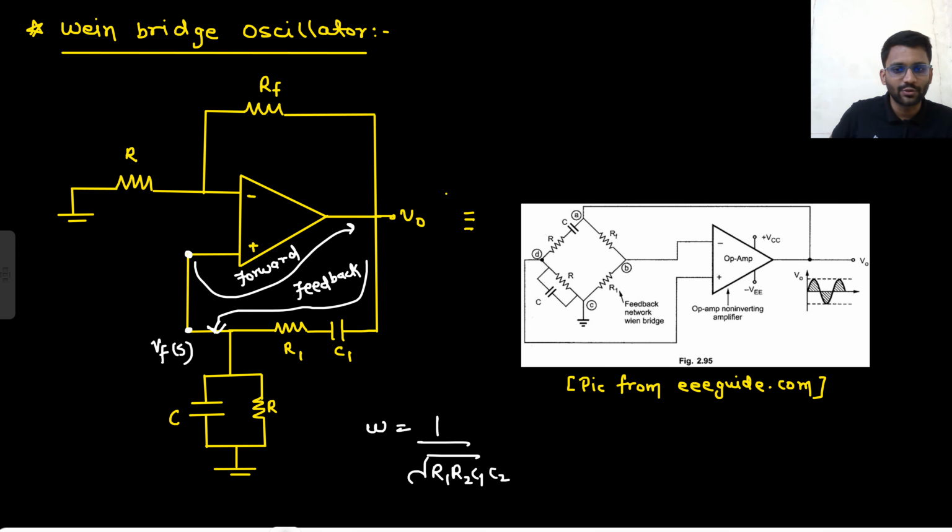You should remember with this condition that your omega will be 1 upon root R1 R2 C1 C2, right? And this will be your omega. And what will be your forward gain? RF by R would be C2 by C1 plus R1 by R2. Say yes or no. Everything is crystal clear? No doubt about it? Okay then.